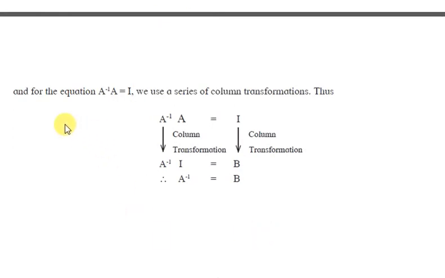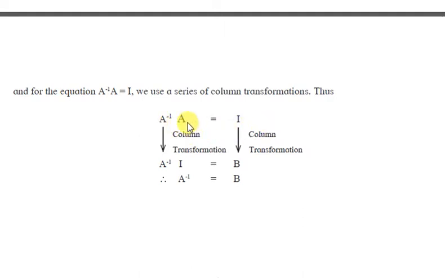If someone wants to use column transformation, then we have to change the equation to A inverse into A is equal to I. That equation helps us with column transformation. We can't use A into A inverse is equal to I for column transformation. For column transformations, we have to use this equation: A inverse into A is equal to I.